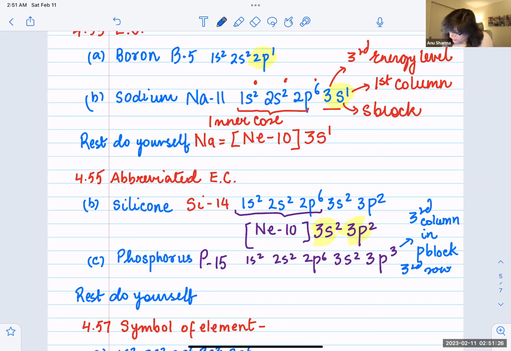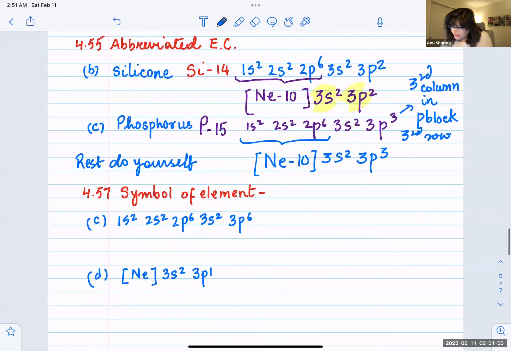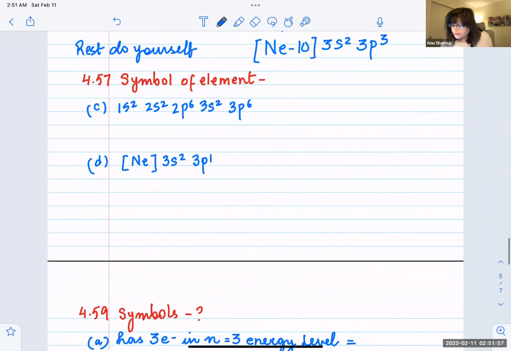So here also you can see that this is the inner core, neon. So you have to match some of the elements' inner core; you have to count and see which ones represent the nearest noble gas, and generally the noble gas is one period above. Okay, so then this is 3s2 and 3p3. Now, symbols of the elements, which ones? Now you have to locate which ones these are.